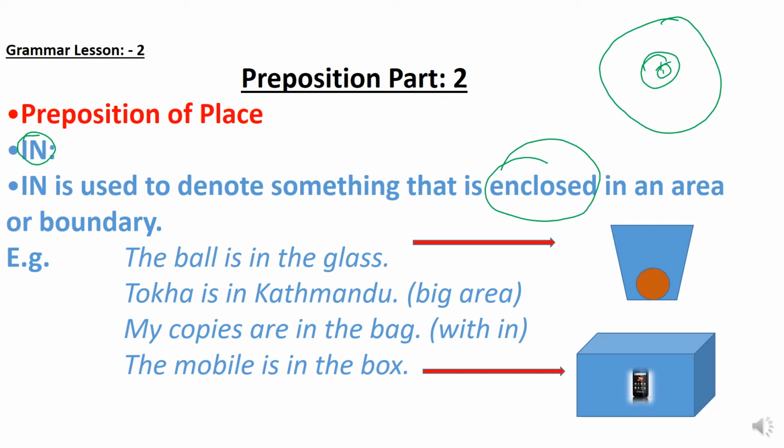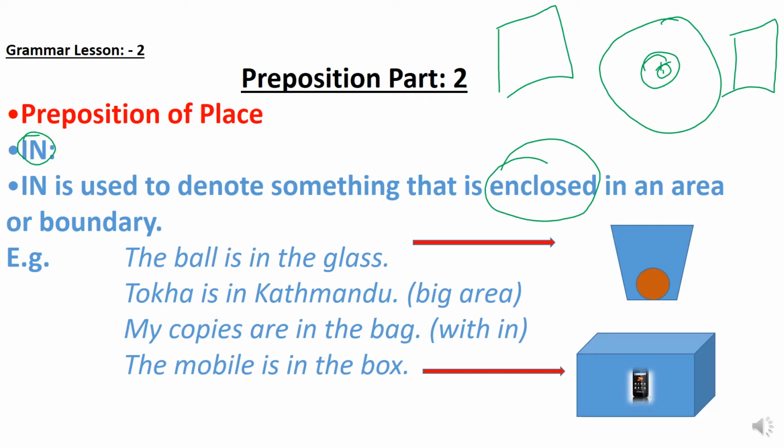Enclosed means it can be enclosed in a box, in a room, in the border of a nation, in the border of a continent, in the border of the earth. It depends. So if something is enclosed within an area or boundary, we can use the preposition "in" in that situation. I have tried to give you some illustrations with the help of some pictures. The pictures are not nice, but they will be helpful in understanding the preposition "in".